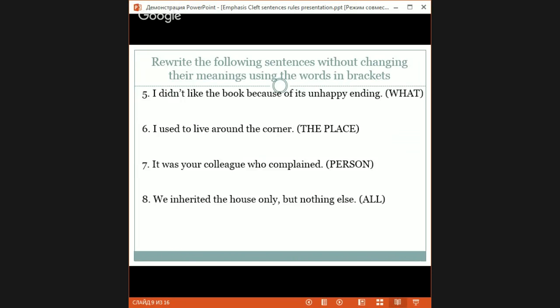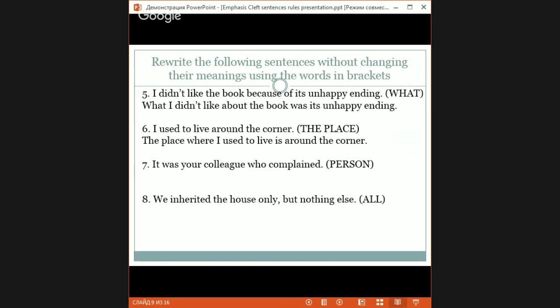Let's check. I didn't like the book because of its unhappy ending. What I didn't like about the book was its unhappy ending. I used to live around the corner. The place where I used to live is around the corner. It was your colleague who complained. The person who complained was your colleague.